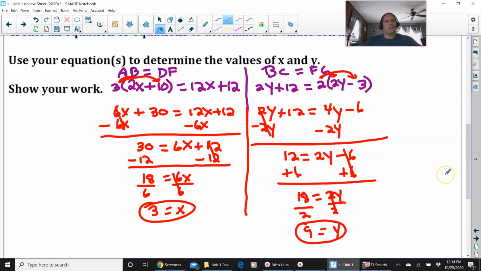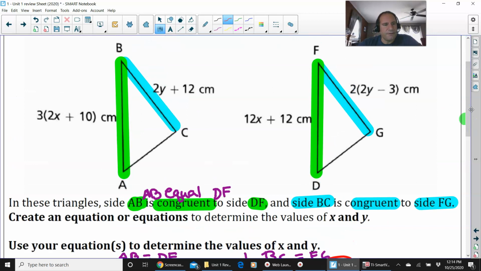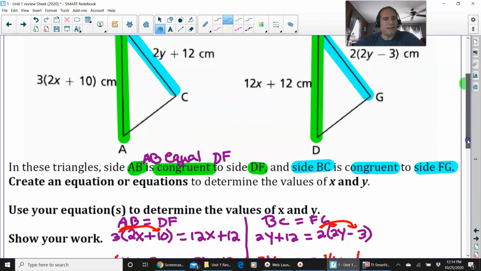So the question asked you to use your equations to determine the values of x and y. Hopefully you did that. Just remember, this question is difficult to start because it makes it look a little bit difficult. In these triangles, side AB is congruent to DF, just like I showed you right here. AB, this side, is congruent, equal to this side. So that's why we set them equal to each other.